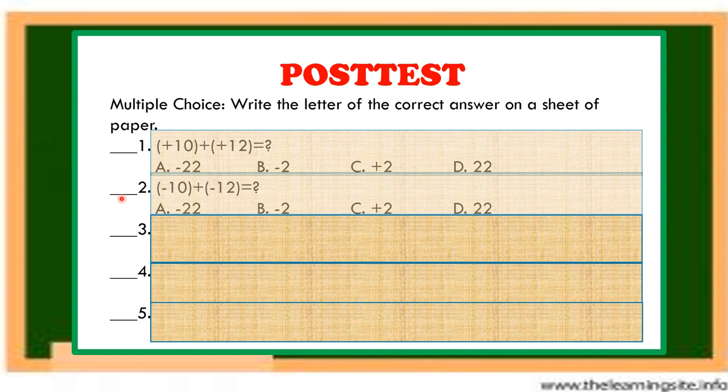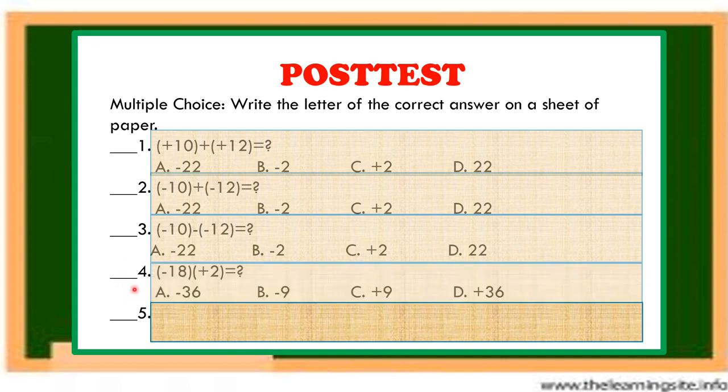Number 2, negative 10 plus negative 12. Letter A, negative 22. Letter B, negative 2. Letter C, positive 2. Letter D, positive 22. Number 3, negative 10 minus negative 12. Letter A, negative 22. Letter B, negative 2. Letter C, positive 2. Letter D, positive 22.